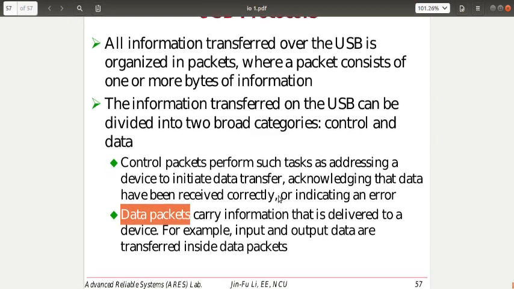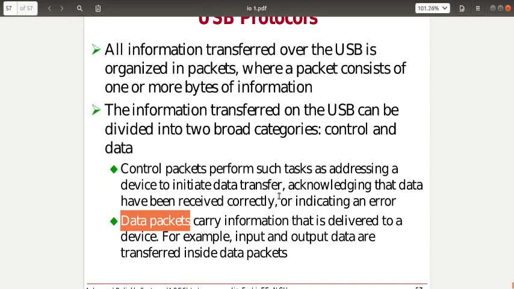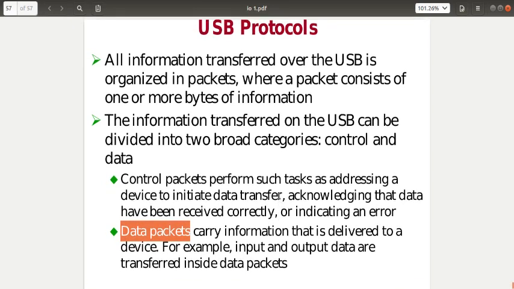So that is it with our USB communication, and I am winding up the session on interfacing ports with this lecture. In the next lecture, we will start with the memory systems.